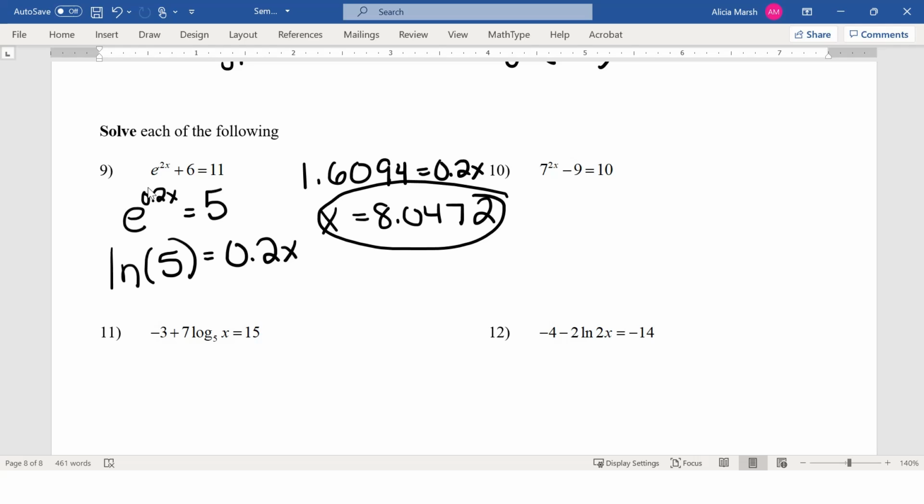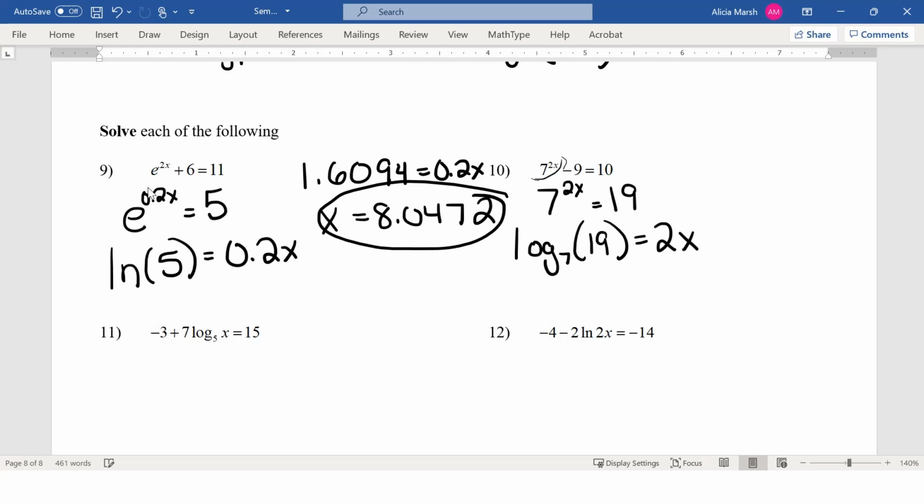Next one, same thing, just a different base, right? So we still need to get this 7 to the 2x alone right here. So we're going to add 9 over and get 19. And now I'm stuck in exponential. Can't do anything with this 2. So I'm going to go to log. So I'm going to say log with a base of 7 of 19 is equal to 2x.